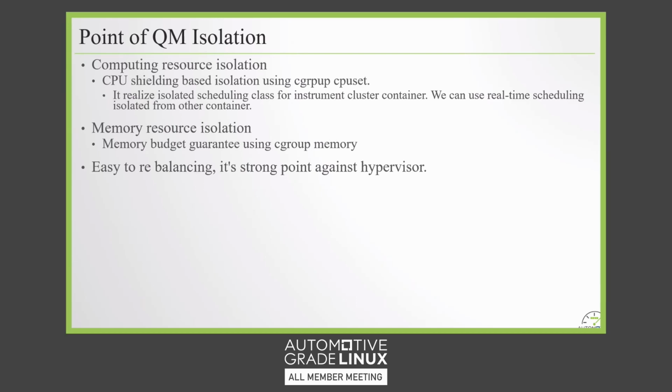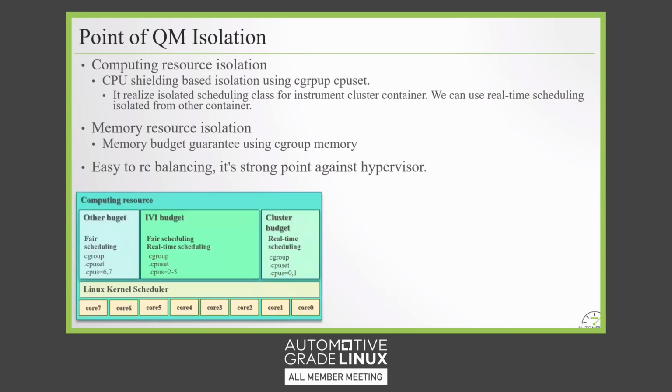So computing resource isolation, how to realize it? CPU shielding based isolation using the cgroup cpuset. It realizes an isolated scheduling class for the instrument cluster container. We can use real-time scheduling isolated from other containers. It's shielding by CPU core.